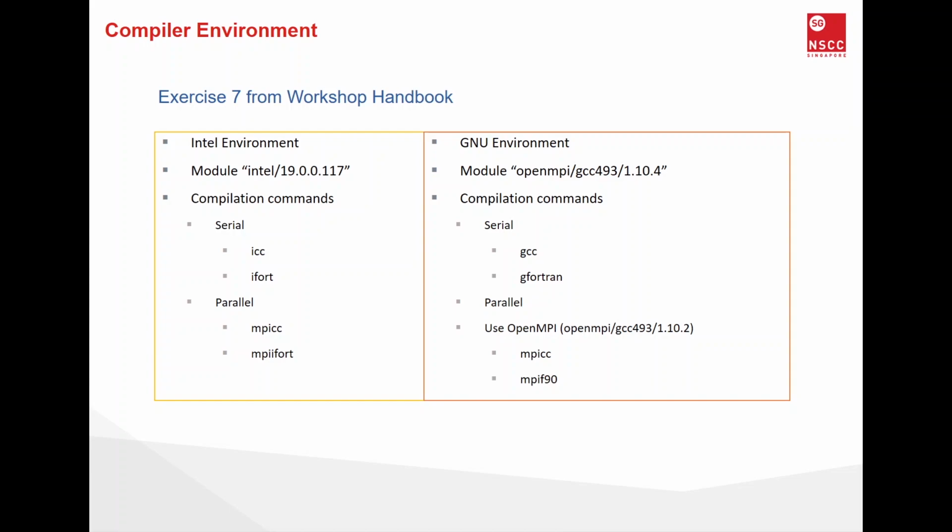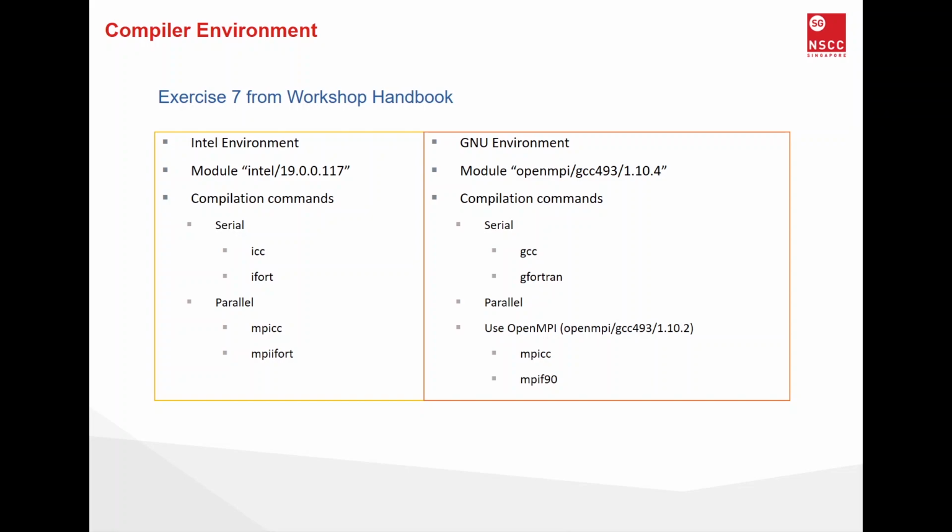In exercise 7, we can see here the Intel environment is with module intel 19 or composer 19, different names for the same compiler toolset. The compilation command we have for serial is icc for the C compiler, and ifort is the compiler for Fortran. For parallel compilers, we have mpiicc and mpiifort.